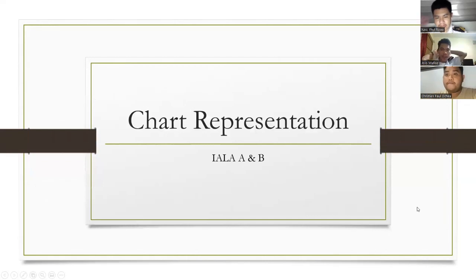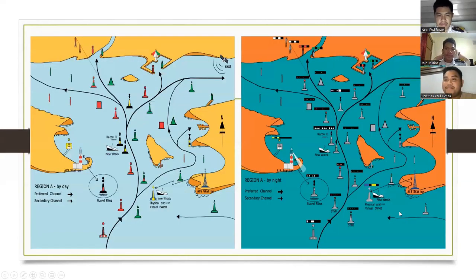So the chart representation for IALA A and B. For region A, by day and by night. By day, there are the preferred channel and secondary channel.